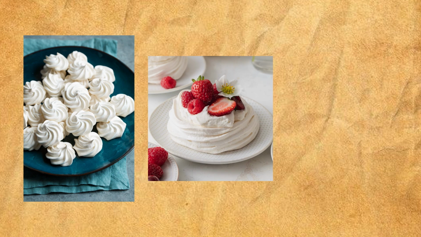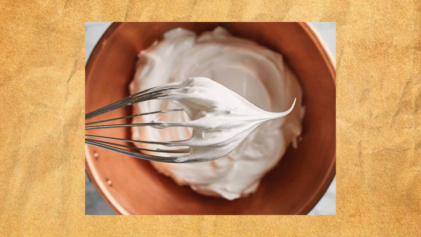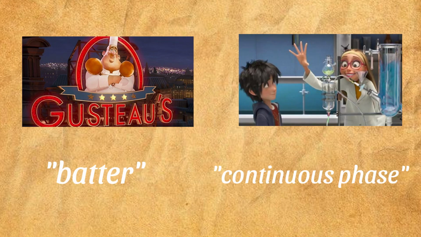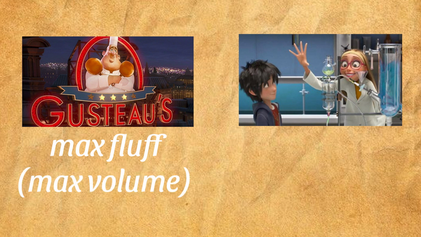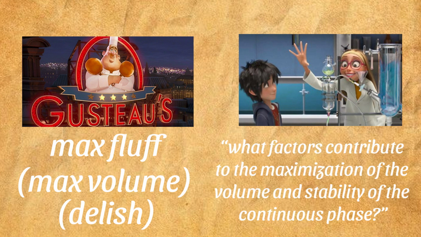There's 2 major parts to the process of baking a meringue. The first is making the foamy mixture, and the second part is baking it. Bakers call this mixture the batter, while scientists call it the continuous phase. The baker's objective is to make the batter as fluffy as possible, so the cookie ends up having the most volume possible and melts in your mouth. The scientist's objective is to find the answer to this question: what factor contributes to the maximization of the volume and stability of the continuous phase?